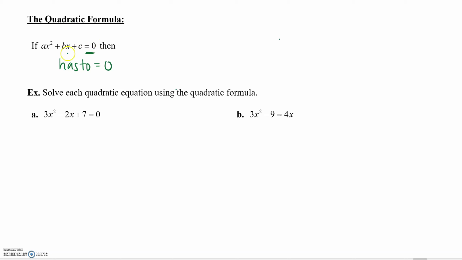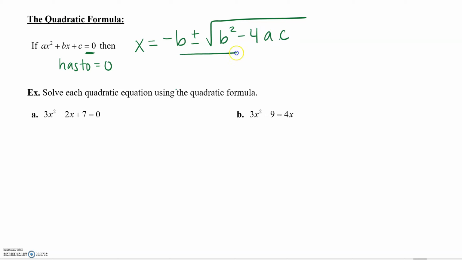So if I have a standard form equation that equals 0, then the quadratic formula says that x equals, my solutions are negative b plus or minus the square root of b squared minus 4 times a times c, all over 2a. The a, the b, and the c are the coefficients in my equation, and all we have to do is plug them in.